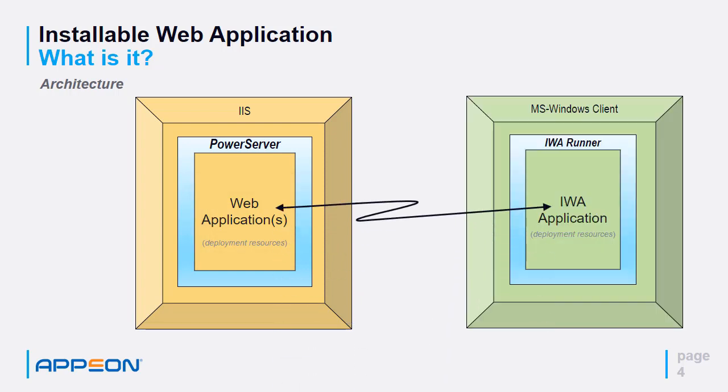However, the alternative is to now use an application called IWA Runner. This can be installed on the Microsoft Windows client. IWA Runner acts as a conduit to PowerServer, picking up your web applications and running them underneath IWA Runner, which is basically like the PowerBuilder virtual machine or runtime environment. The nice thing is that your IWA-based application is just a pointer to the real application in PowerServer. And all the application and its resources are dynamically delivered to the desktop at runtime through that HTTP connection.